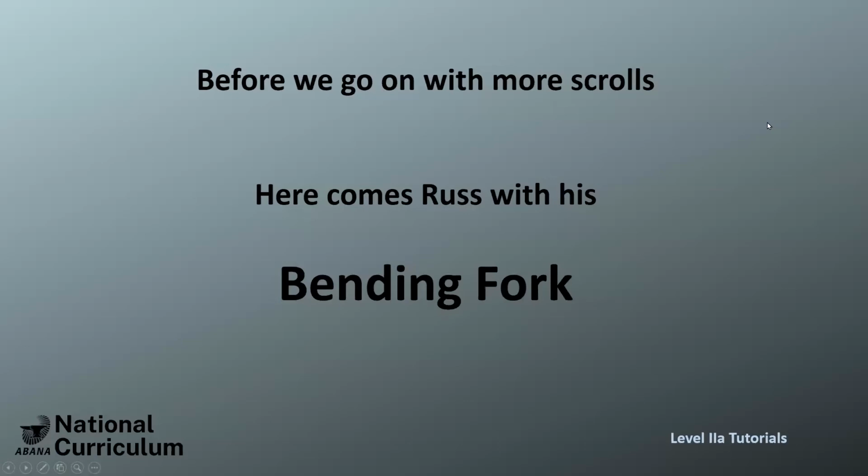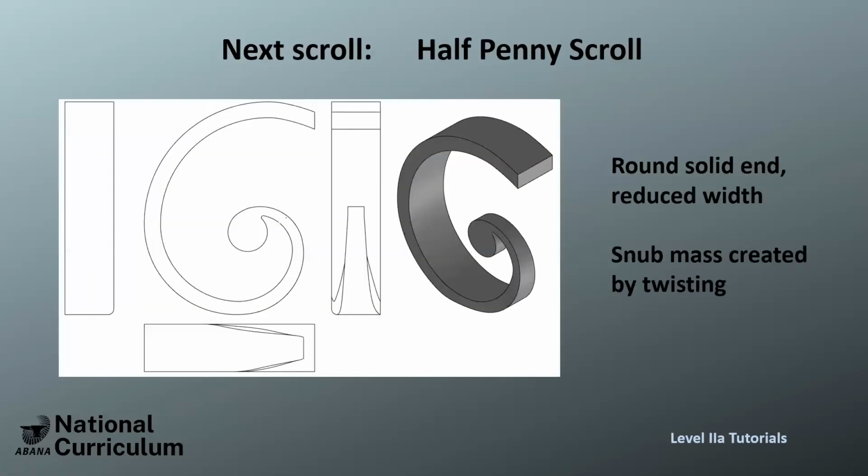All right. We come to the half penny scroll now. It has a solid, round end that is reduced in width. And that's because we get that snub mass created out of the flat side of the bar and then twist it 90 degrees. And this is actually the easiest way to make a larger snub.